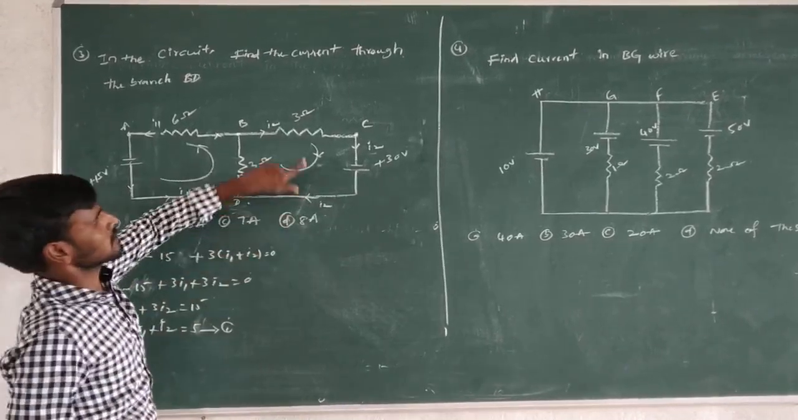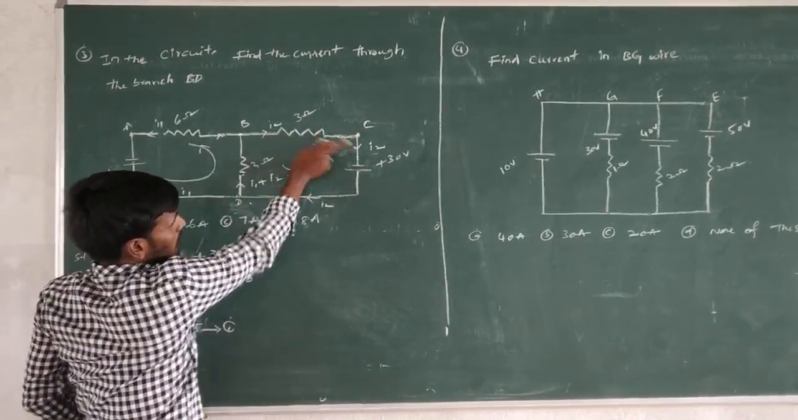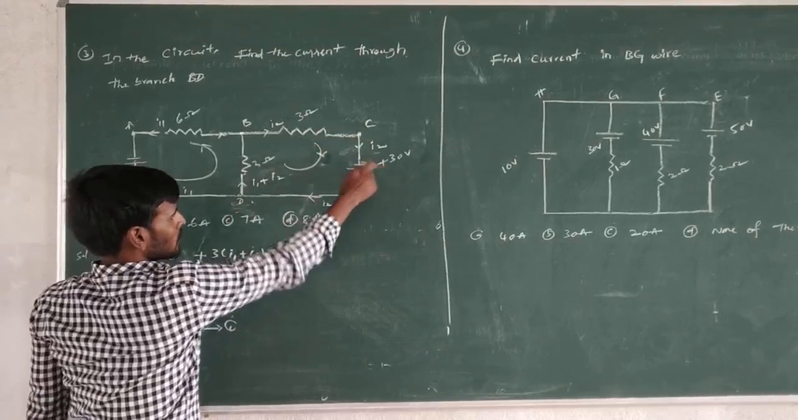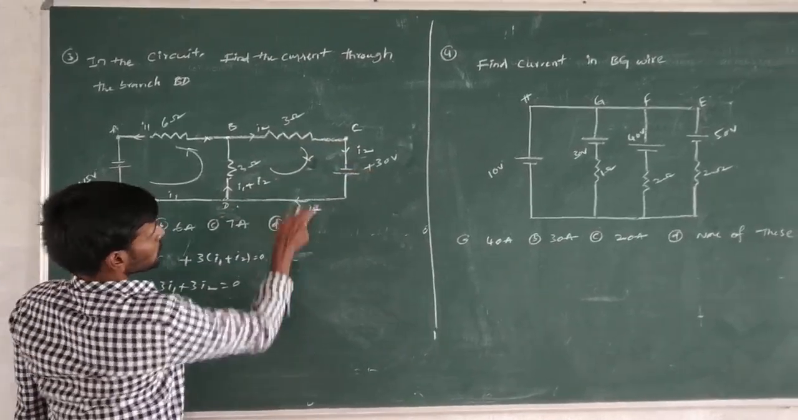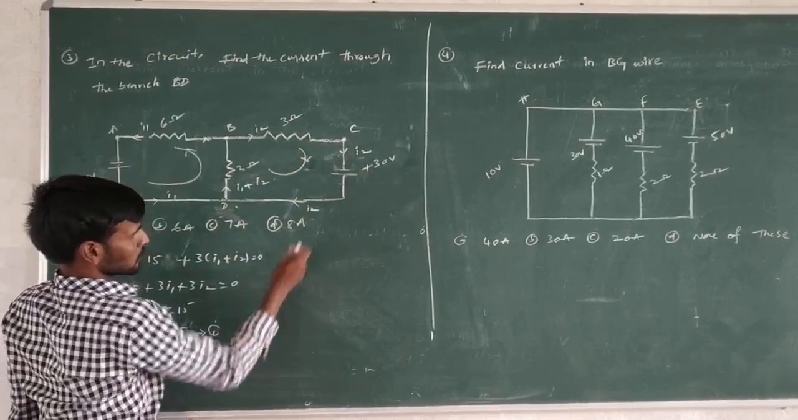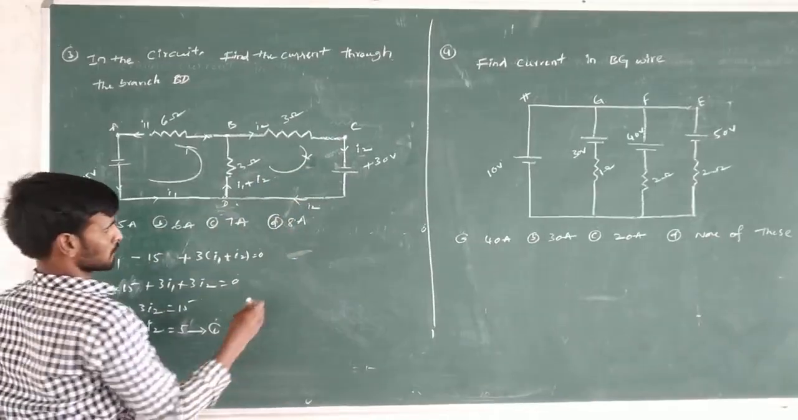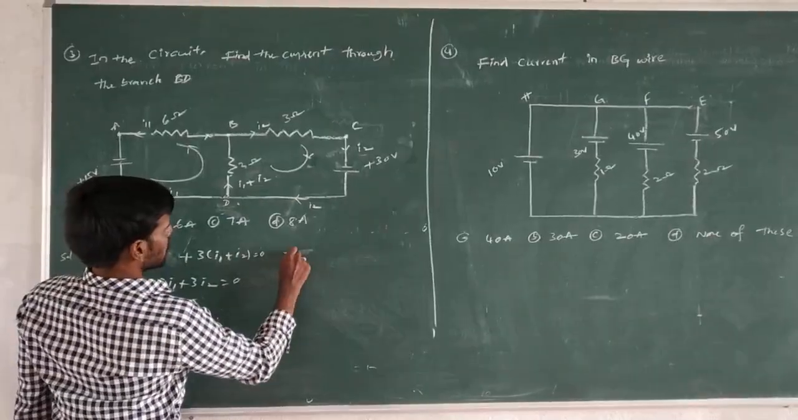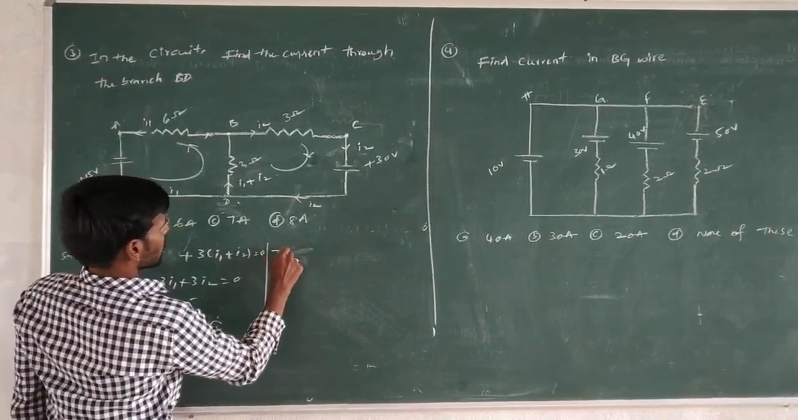So the second loop, if you start from point C. The current I2 is entering the 30 volts battery. For example, it moves from the lower terminal to the higher terminal, so the EMF is represented with the negative sign: minus 30.